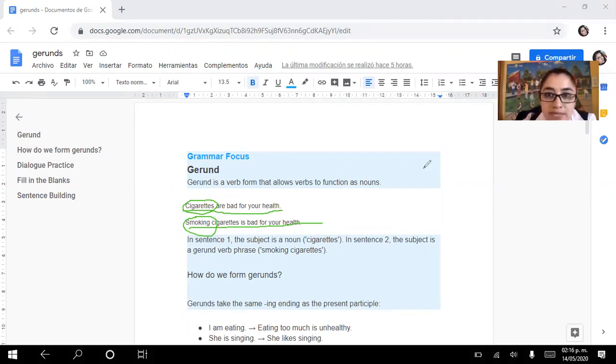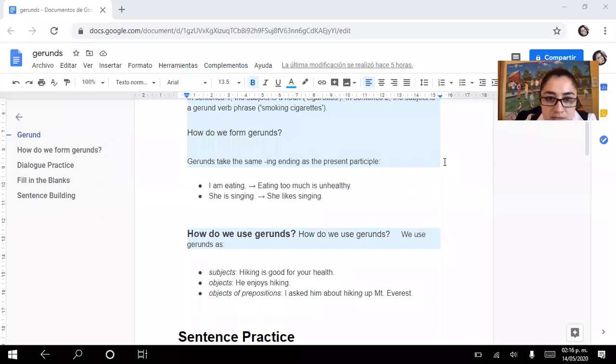Then we said, how can we form gerunds? Gerunds take the same ing ending as the present participle. In this case, as you can see, we have eating and singing.